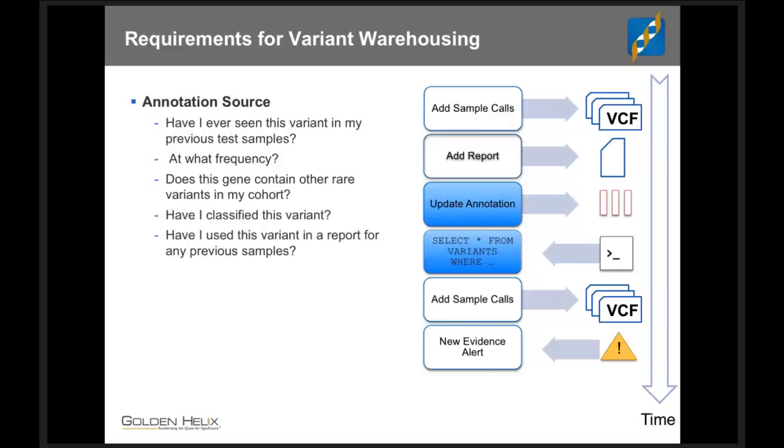So whenever we sequence a sample, we want to be able to answer questions like, have we seen this variant before in our clinical practice? And if so, at what frequency have we seen it? We also want to answer questions like, does this gene contain other rare variants in my cohort? Or has this variant been classified before by either ClinVar or other sources? And we also want to see if this particular variant we're looking at has been used in a report from previous samples. The ability to answer these questions is particularly useful for those studying or researching minority populations or disease categories.